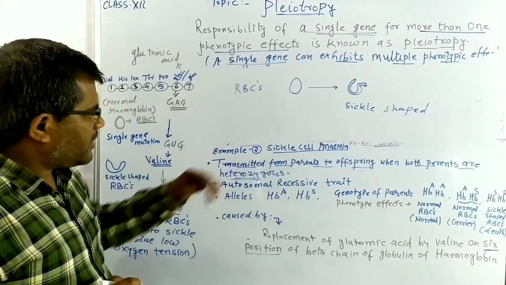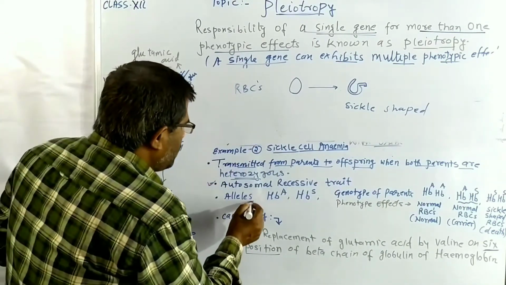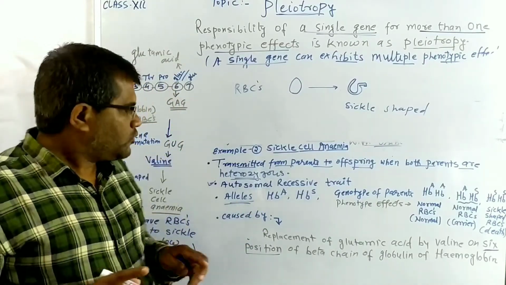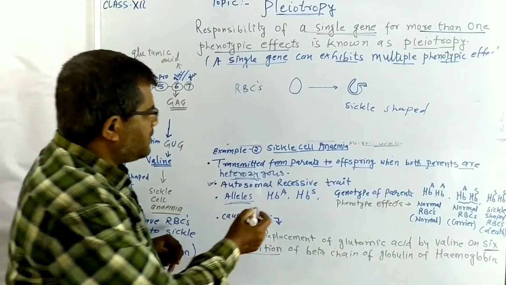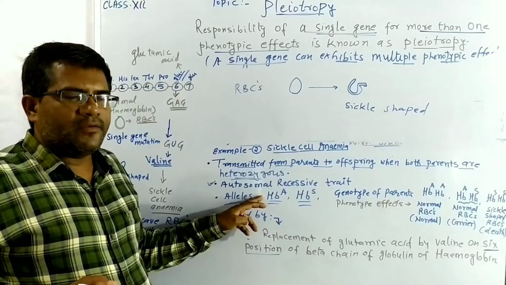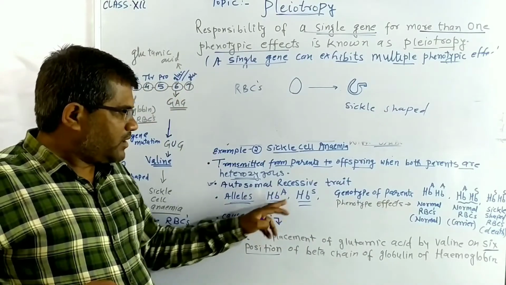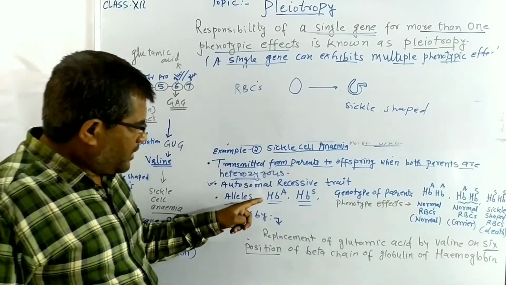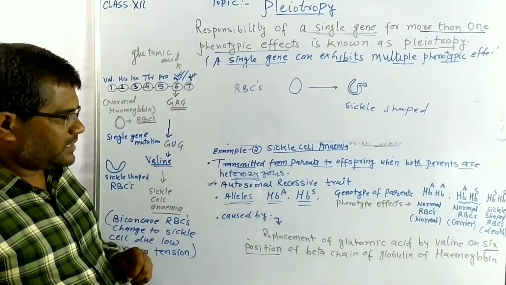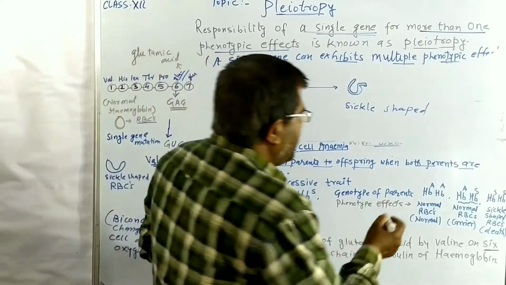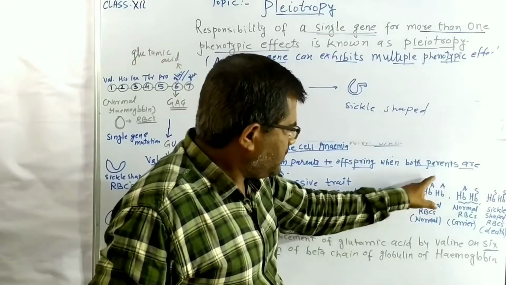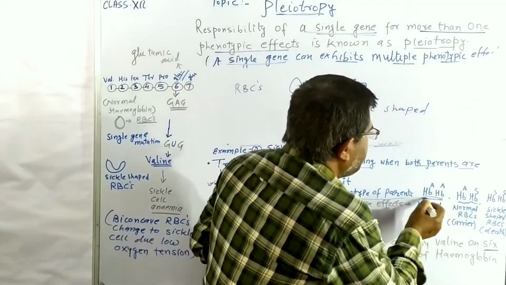In sickle cell anemia, there are two alleles in the gene. A gene contains alleles, and this gene has two alleles, HbA and HbS. Hb stands for hemoglobin, so hemoglobin A and hemoglobin S. So the parents show three types of genotype. Either the parent is HbA HbA, this is one genotype.